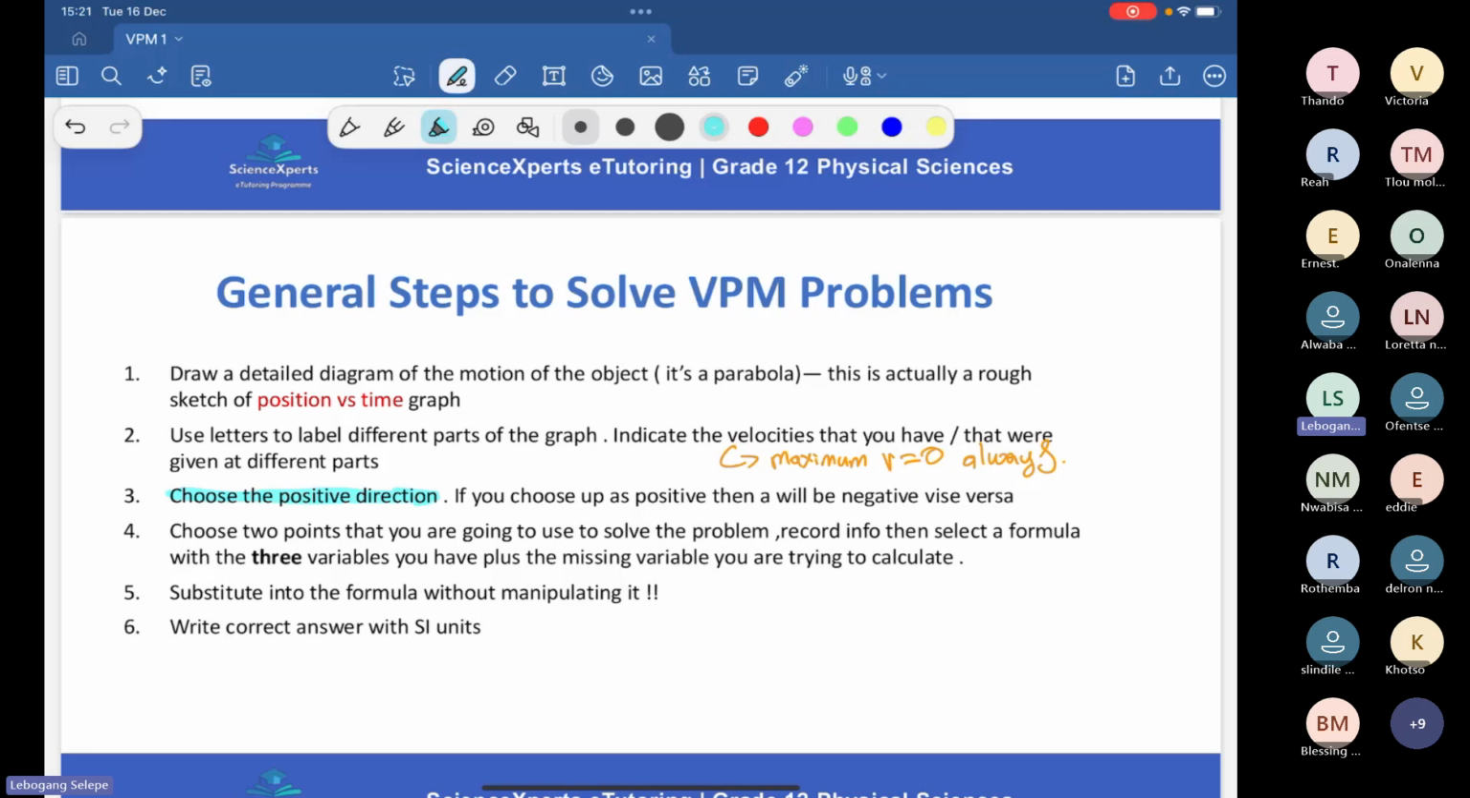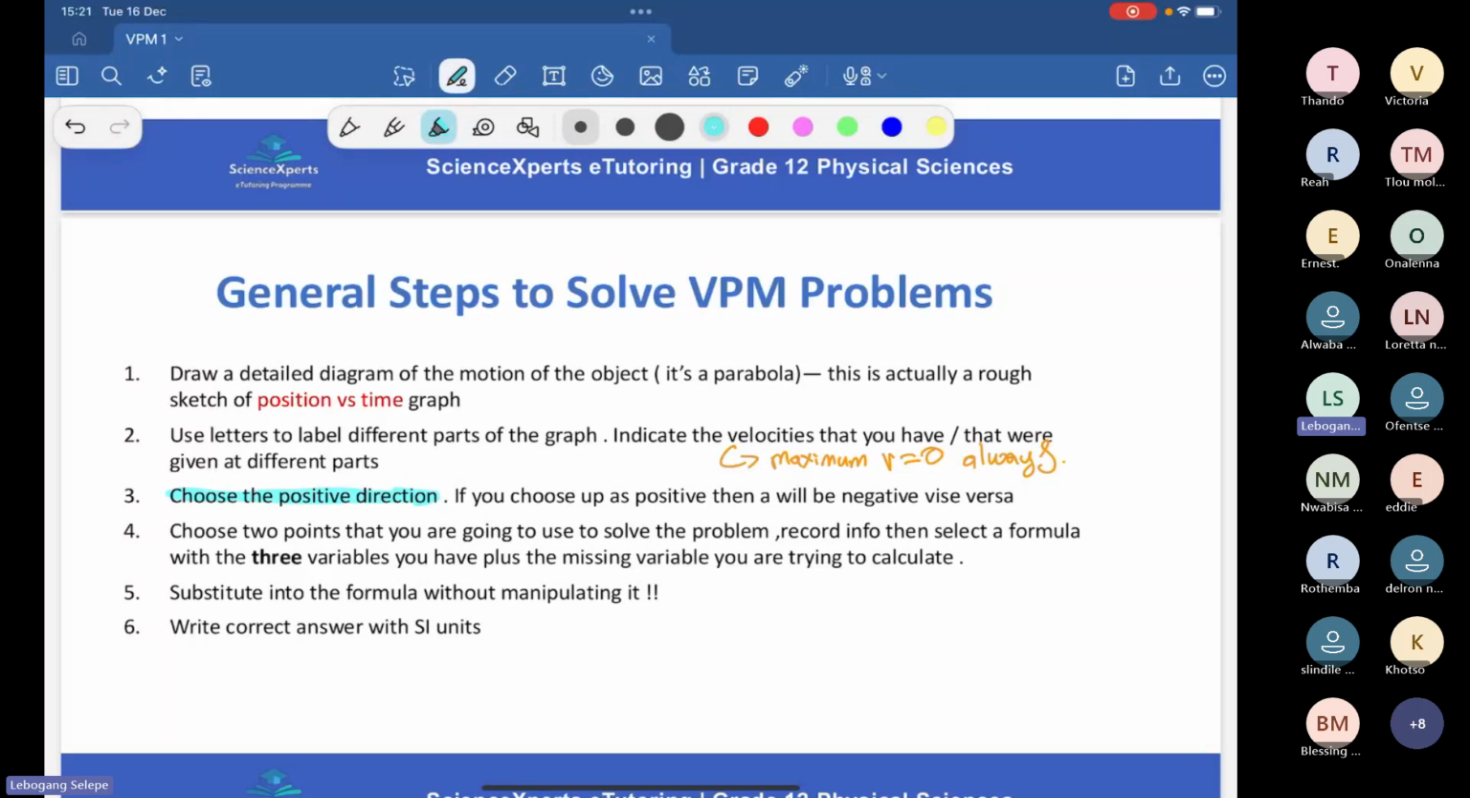So we're gonna choose up as positive, because why? When we choose up as positive, the position versus time graph looks nice, and it kind of gives you an image as to how the object was moving. But if you choose down as positive, your position time graph looks nothing like the path that the object followed.